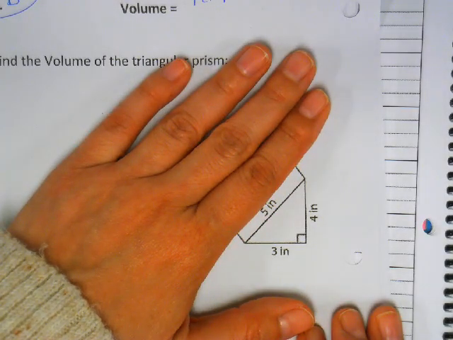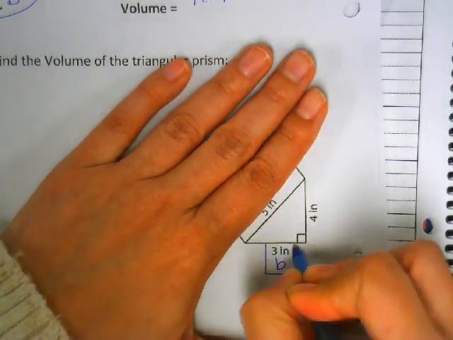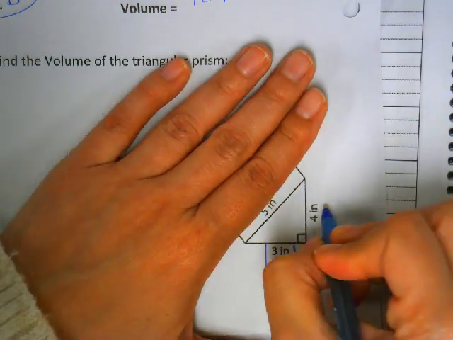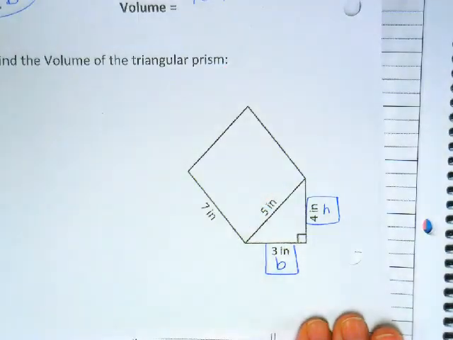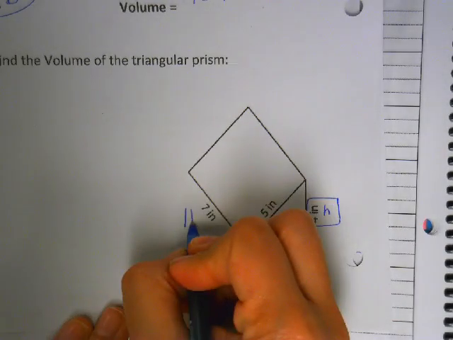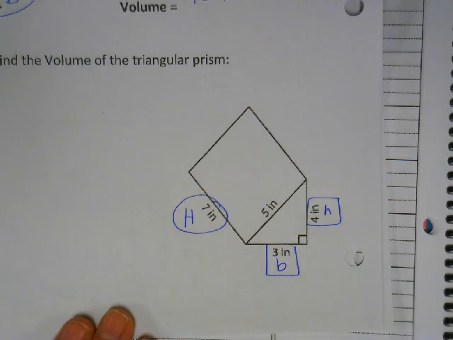What would be the base of my triangle? 3. Okay, so put a little B for your base. What would be the height of my triangle? 4. This is my height of my triangle. Now, let's look at the whole prism. What's the height of this whole thing? 7. So that's your big height. You see that's a little bit more complicated than the rectangular one, just a little bit, but it's okay.